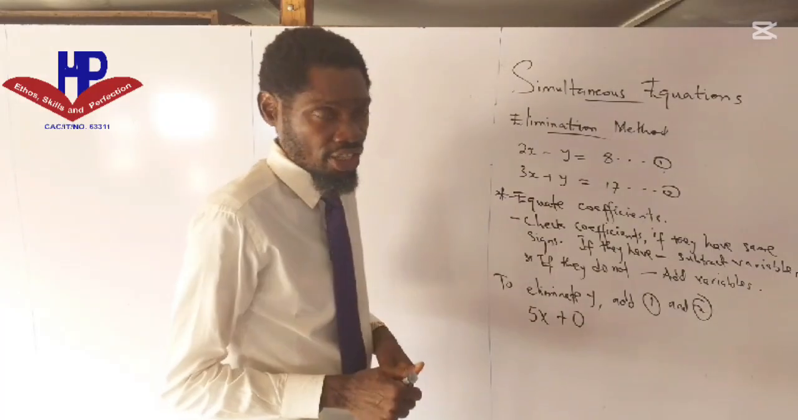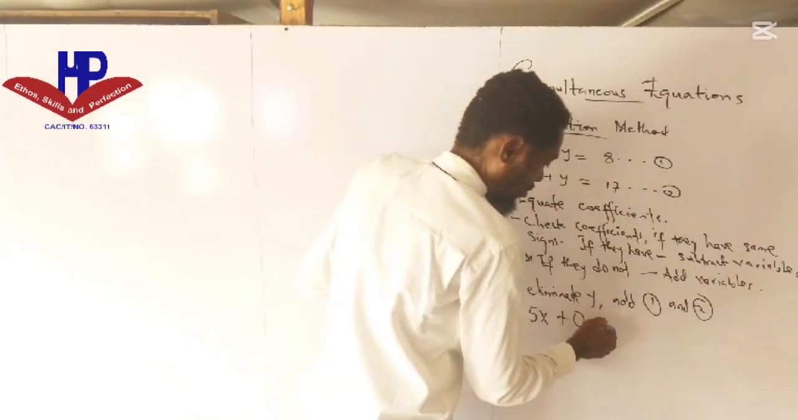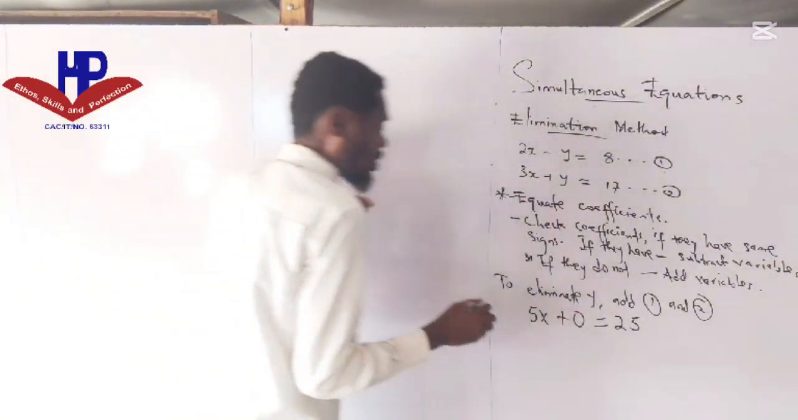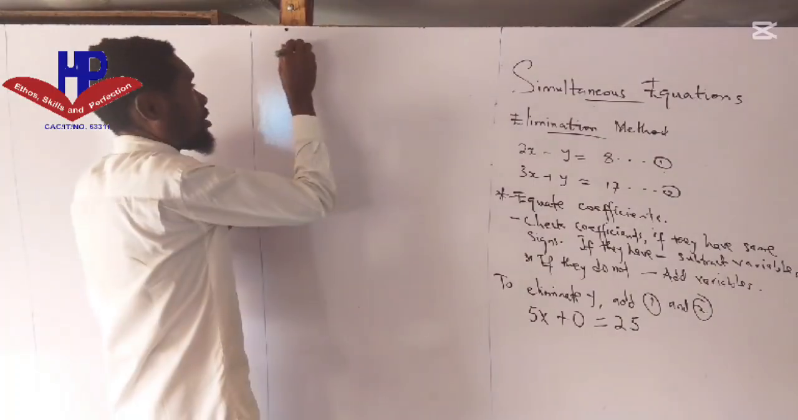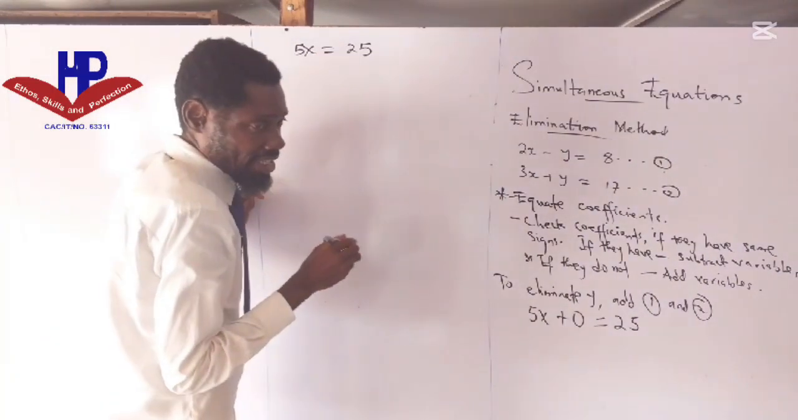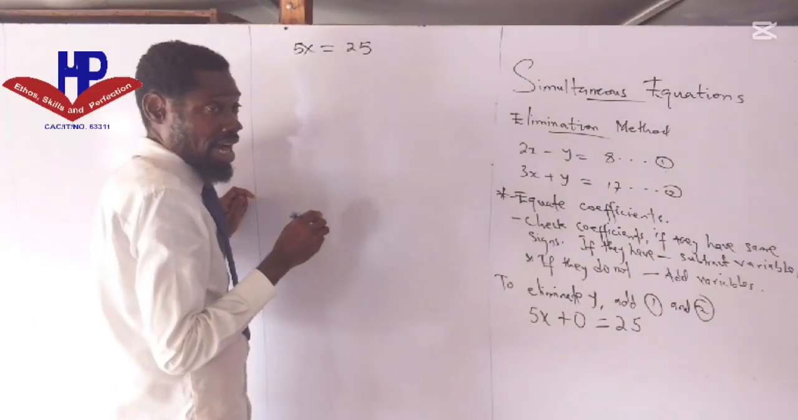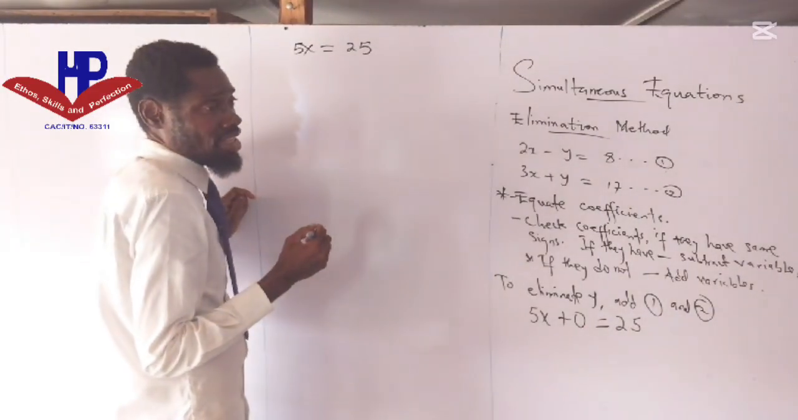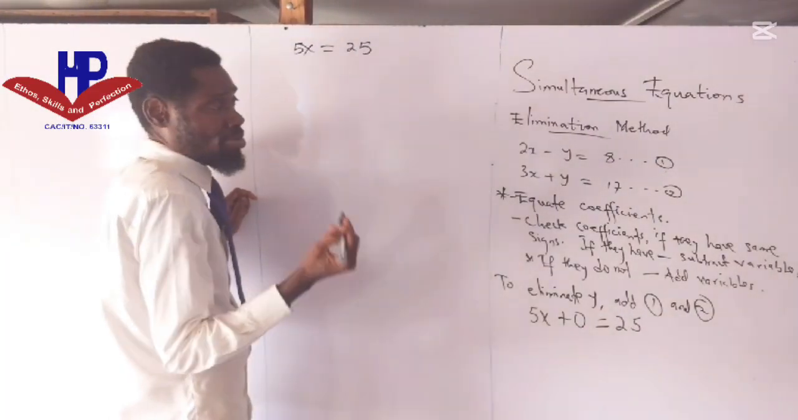8 plus 17 is 25. So what we have right now is 5x is equal to 25, and we're going to make x the subject of the formula. I also want to believe you don't have issues with that. But when we are dealing with that, you get to understand it better.